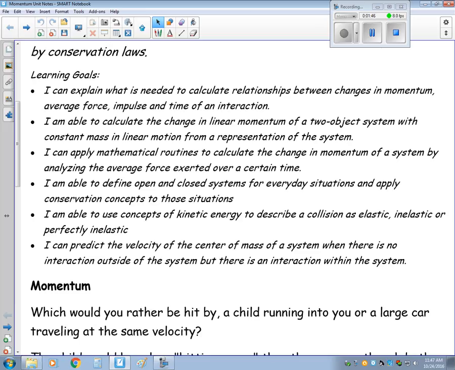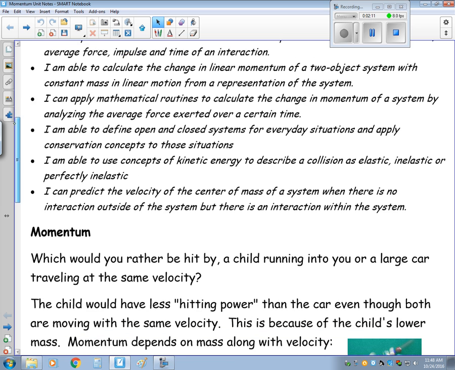I want you to be able to use concepts of kinetic energy to describe a collision as elastic, inelastic, or perfectly inelastic. And I want you to be able to predict the velocity of the center of mass of a system when there is no interaction outside of the system, but there is an interaction within the system. So quite a few learning goals for this one. But we're going to take our time with it. We're going to get lots of practice in class.